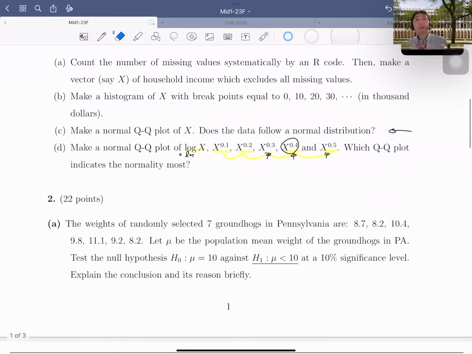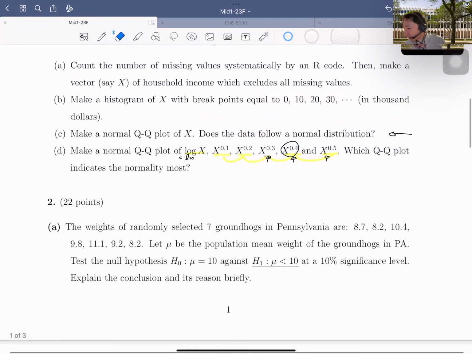Any questions for question 1? You can, of course, ask questions later.